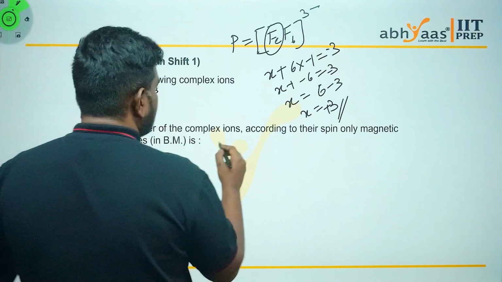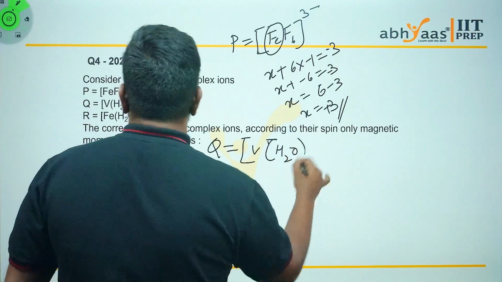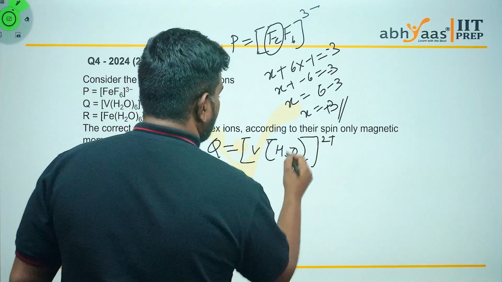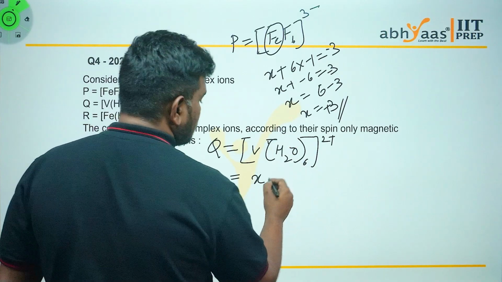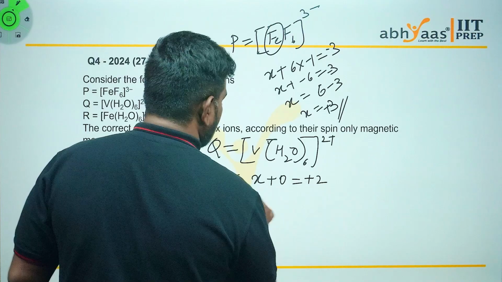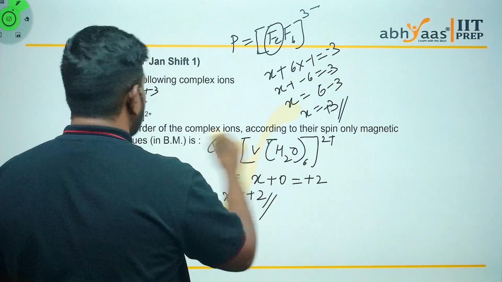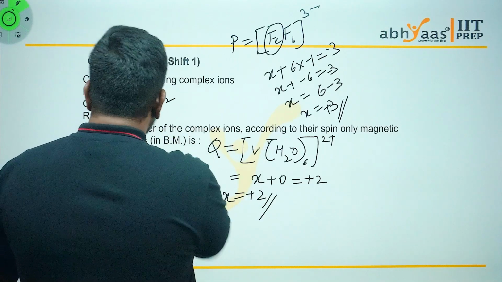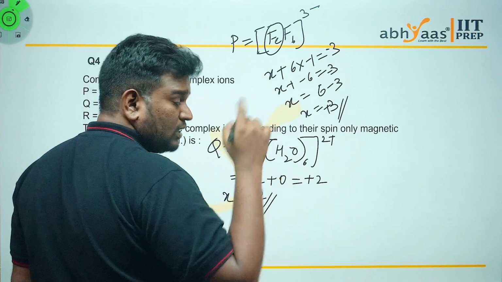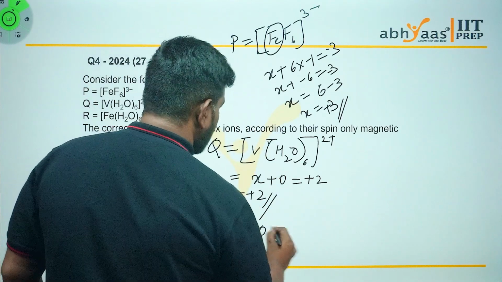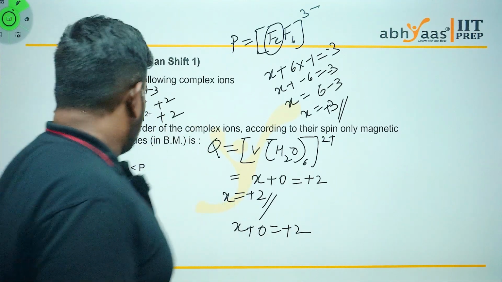Then for vanadium, that is Q, V(H2O)6 2 plus. So here vanadium's charge is X. H2O is a ligand, it will be having 0 charge. So X plus 0 is equal to +2. That means X is equal to +2. So vanadium is having a +2 charge. Now for iron in the third case, again X plus H2O is 0, so H2O has no charge. So X is equal to +2. So here iron is also having +2 oxidation state.